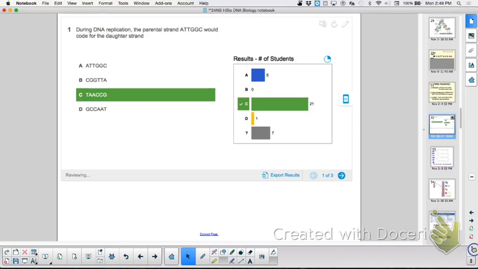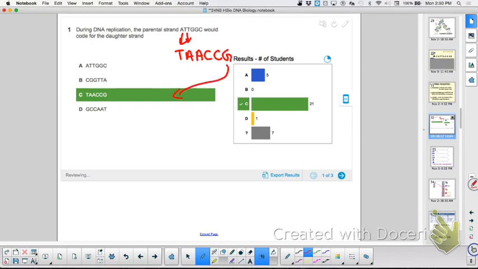Okay, so the parental strand is ATTGGC, would code for the daughter strand, and 21 of you got this right. It's whatever is complementary. So A binds with what? T, T with A, T with A, G with C, G with C, and C with G. And that's what most of you picked.